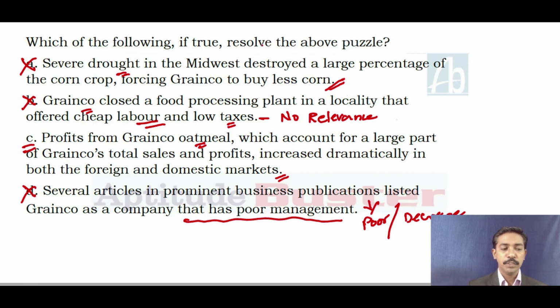Thereby, the right choice for this question is option C. C explains that in spite of profit coming down in cornflakes, Grainco's oatmeal is doing well, and that is why the stock value of Grainco has increased. Answer for this question is option C.